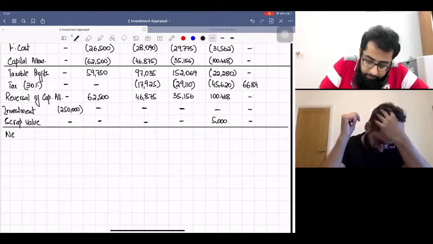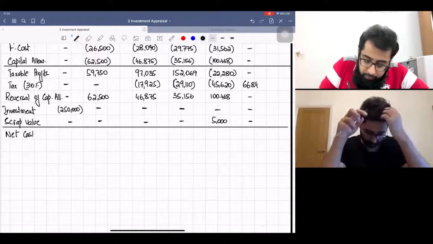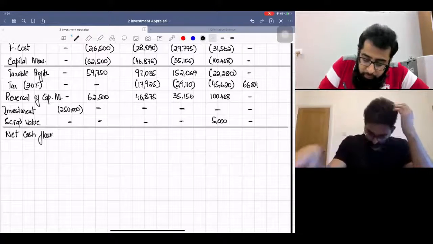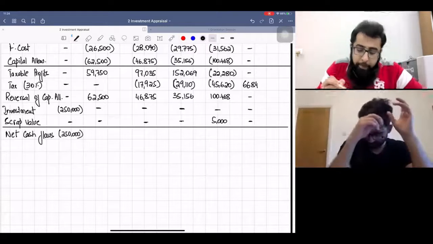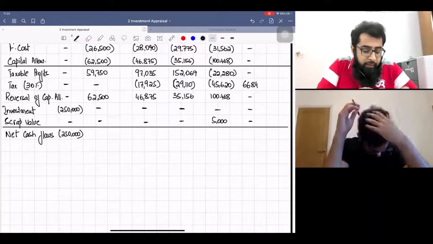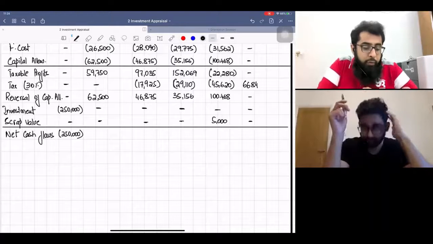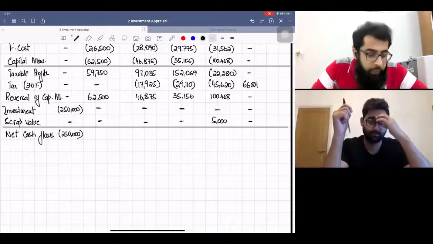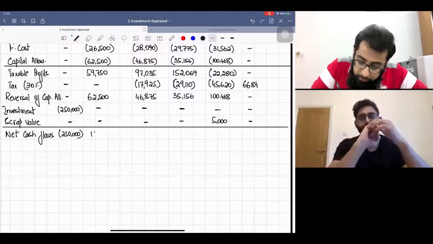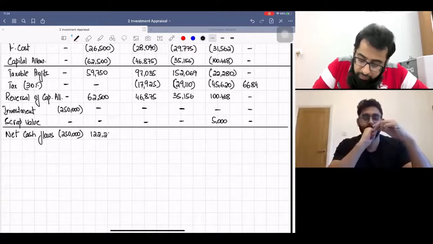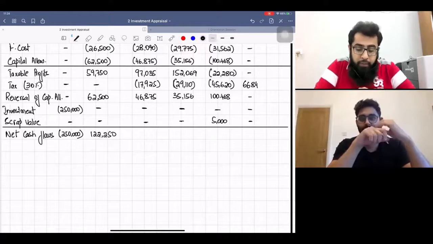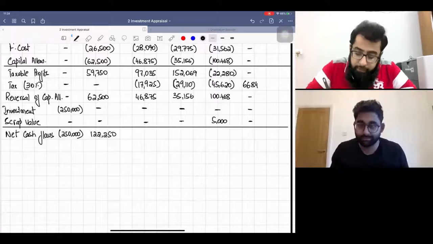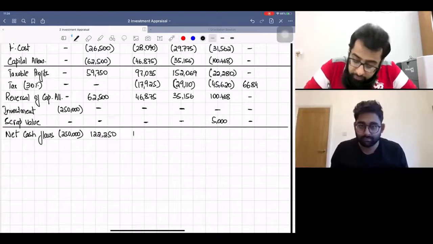So the net cash flow of year 0 is negative 250,000. Then 59,750 plus 62,500, so it's 122,250. Then 97,035 minus 17,925 plus 46,875, so it's 125,985.